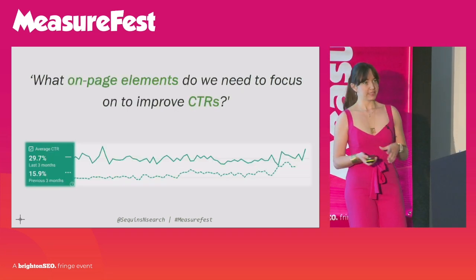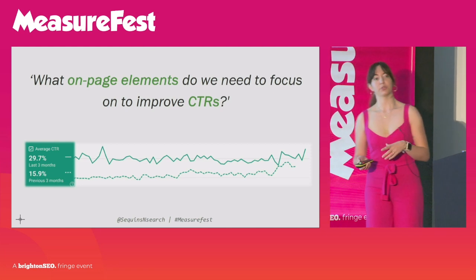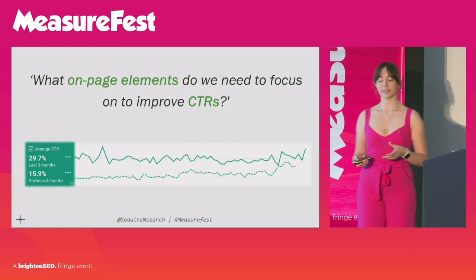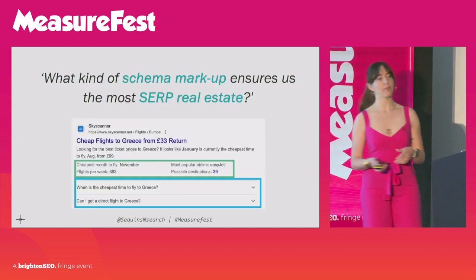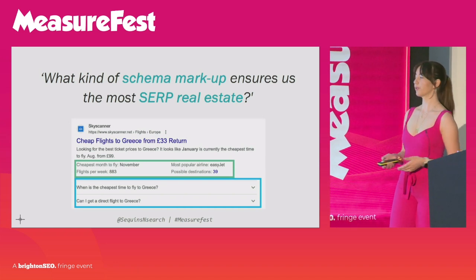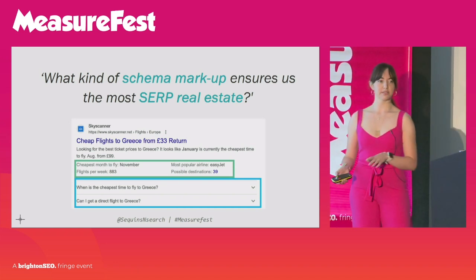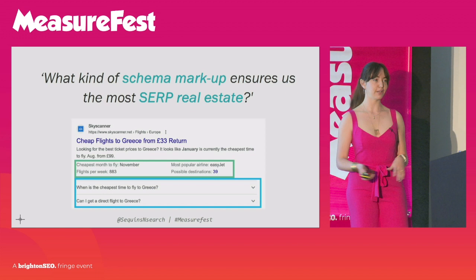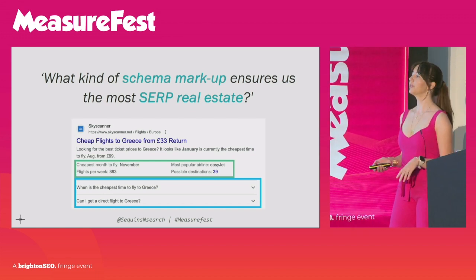What on-page elements are the ones that mostly contribute to an increment in CTRs? And what kind of schema markup is the one that works best for your brand? So there's all of these different things that you can ask yourself and formulate your hypothesis on.